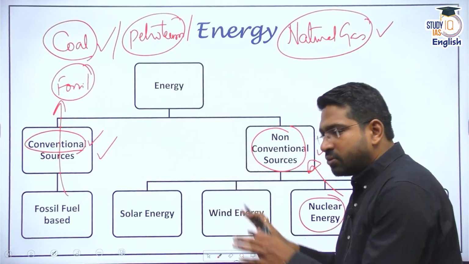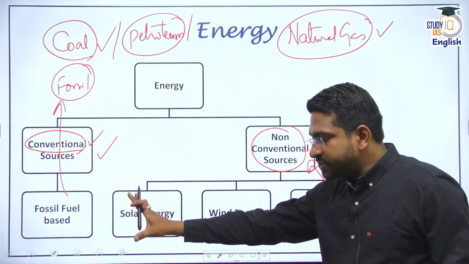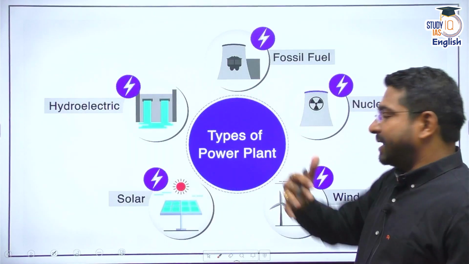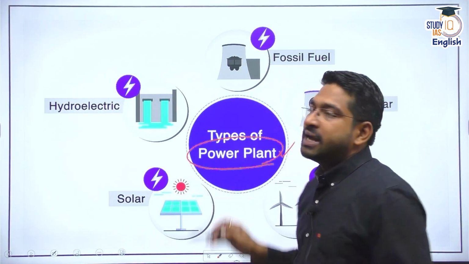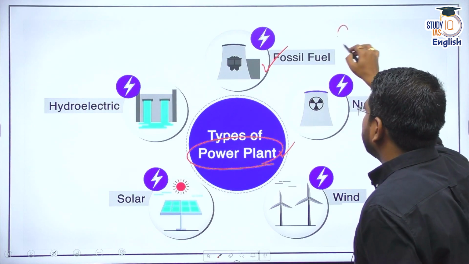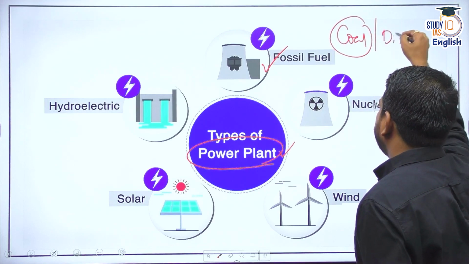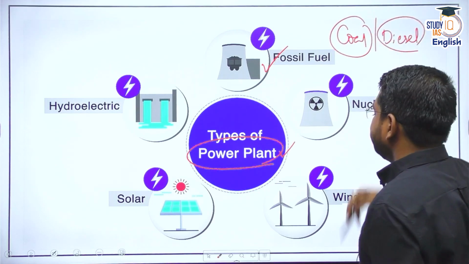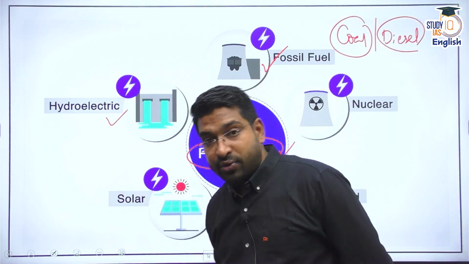Now let's look at how we use these fuels to produce electricity, because our main discussion is to understand different kinds of power plants. Today we talk about power plants which are based on fossil fuel, predominantly on coal. We talk about power plants which are based on diesel. We have power plants which are based on water. Those are hydroelectric power plants.